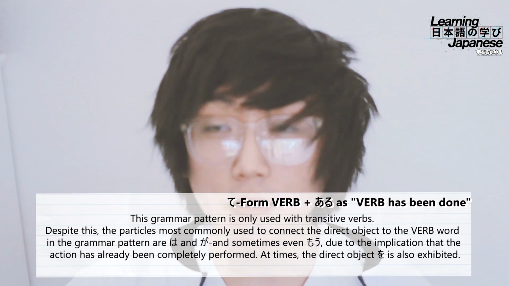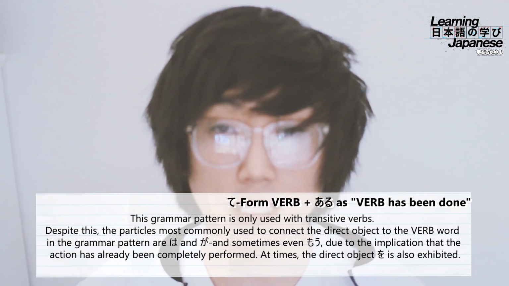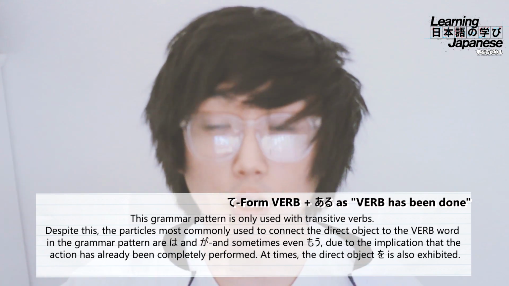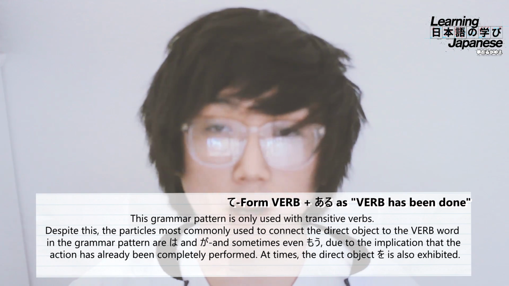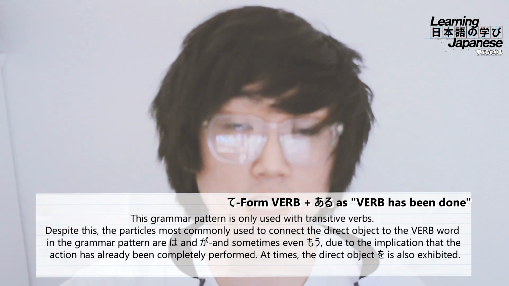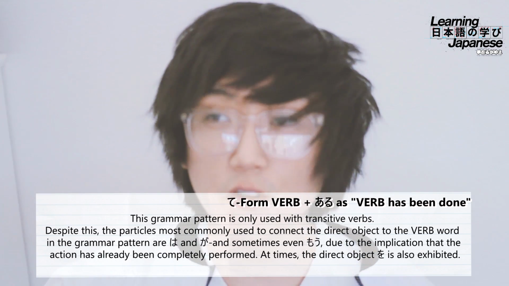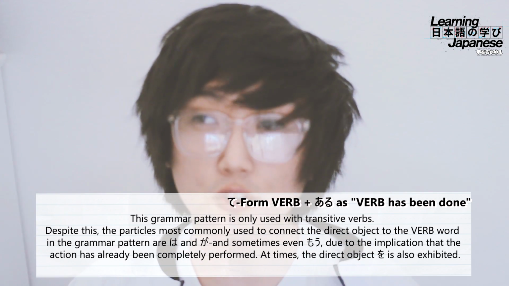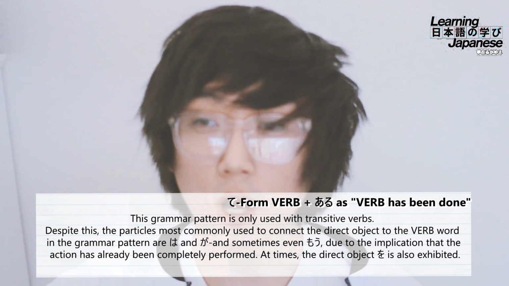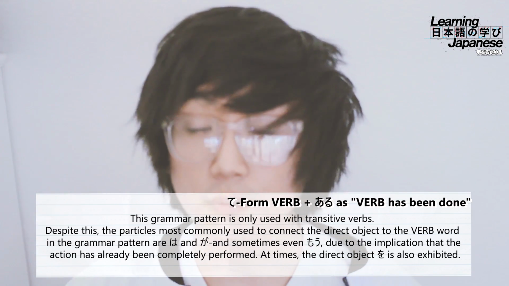It was already bound, and now we're just describing it in its resultant state that is ongoing to now. It's still in that state, but we're not really saying the action is happening right now. It's not being bound right now. It already was. So for that reason, you'll see this grammar pattern being used most commonly with the particles wa or ga or even mo to mean already.